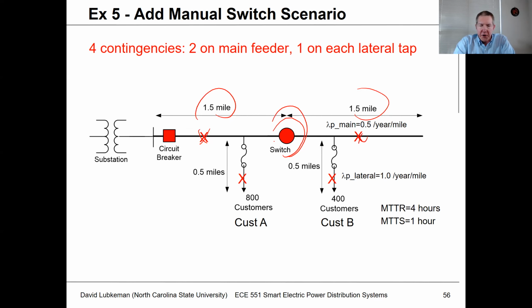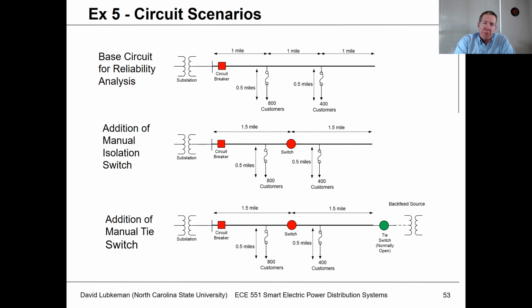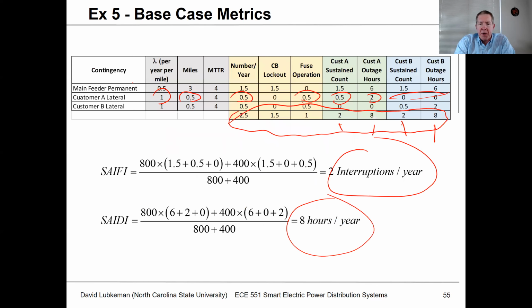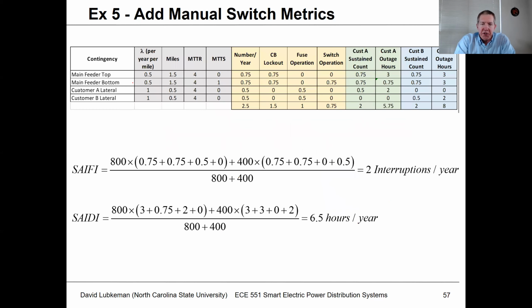For the circuit breaker, what we're going to assume in this case is the station breaker can be operated by SCADA. That means we have remote control. So we can assume the operation time for SCADA is negligible, because an operator is going to reclose. So I've got 4 contingencies. I can set my table up and do the same type of analysis. Nothing changes on the laterals, but what changes is what happens on the main feeder.